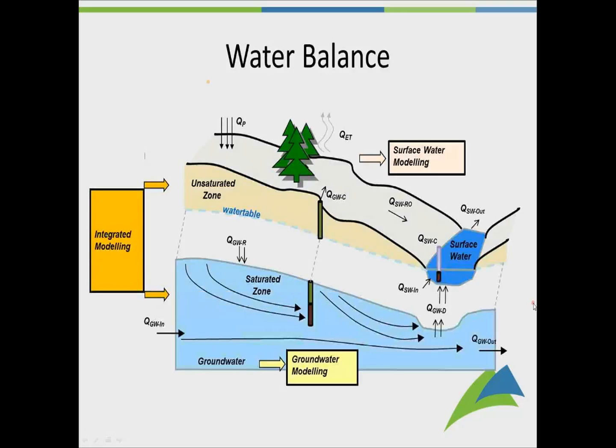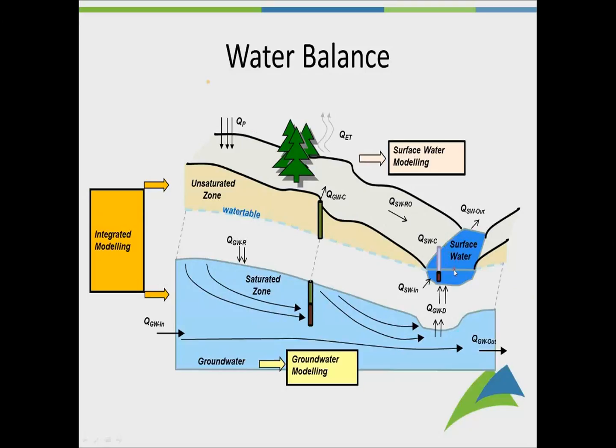Just to give you a bit of background about numerical modeling, what we try to do with models is simulate all or various parts of the water balance. In a surface water model, we deal with physical processes that occur at or near the ground surface, such as precipitation, evaporation, transpiration, surface runoff, and then processes at surface water bodies.